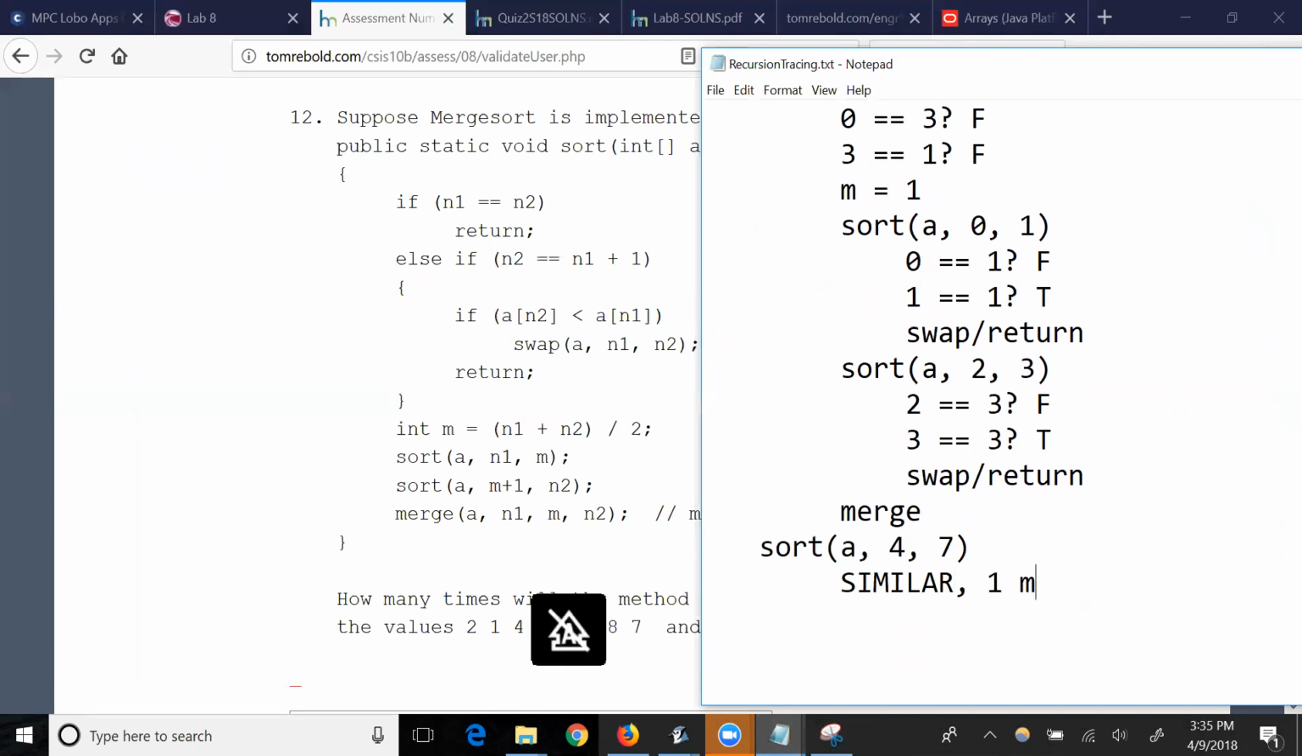And it's going to do like one merge. And then finally, we finish those two, we're going to do another merge, right? So how many times was merge called? 3 times. Is that the answer? Yeah. So that's how you have to.